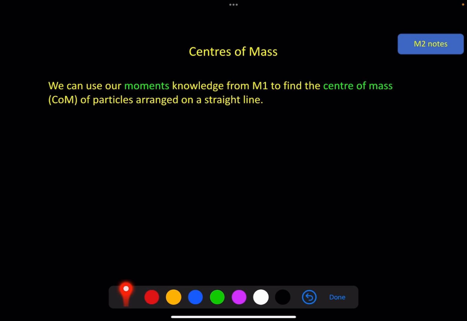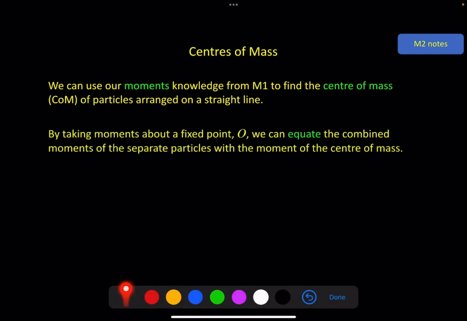So we can use our moments knowledge from M1 to find the center of mass, COM, of particles arranged on a straight line. To do this, we take moments about a fixed point, and we can equate the combined moments of the separate particles with the moment of the center of mass. So if you've got a system here, we've got 1, 2, 3 particles, and we consider them relative to the point O over here. We do that so that we've got relative distances. And of course, these are all going to have a weight acting downwards.